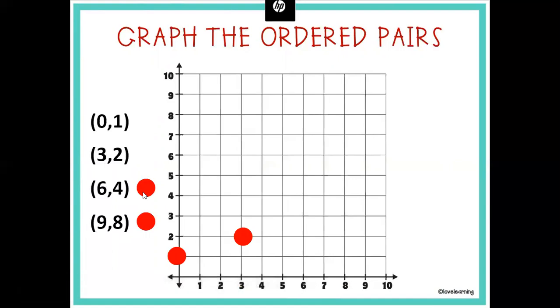Okay, how many are we going to go over on 6 comma 4? Well, since 6 is in the x-axis, we go over 6 and up 4. Last one. So it's 9 comma 8. Because the 9 is first, we walk across the x-axis to 9, and then we jump up to 8. And there we go. We have completed our graph based on our table.